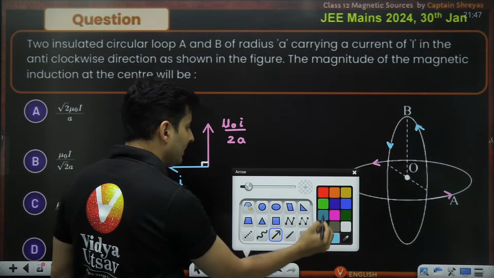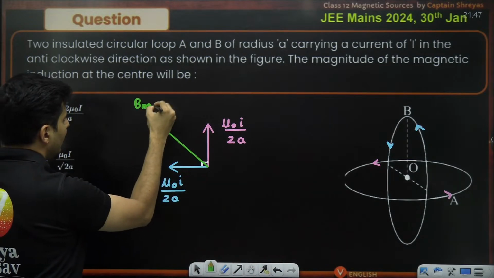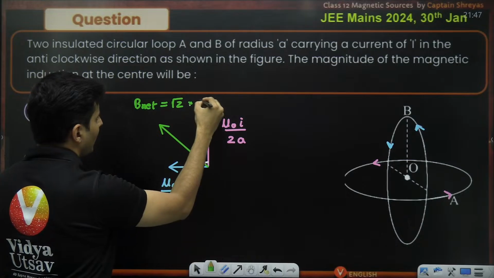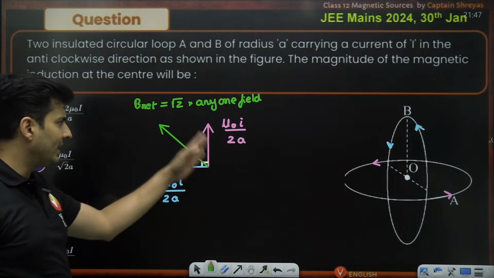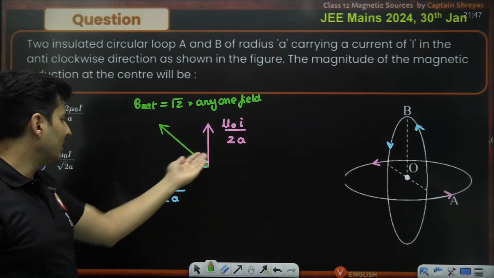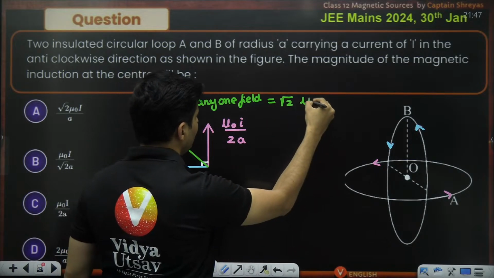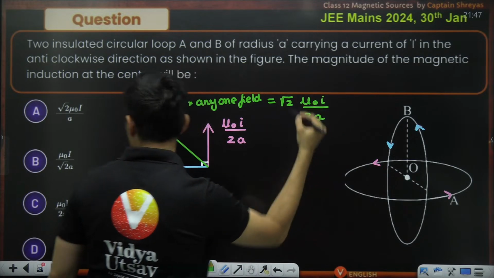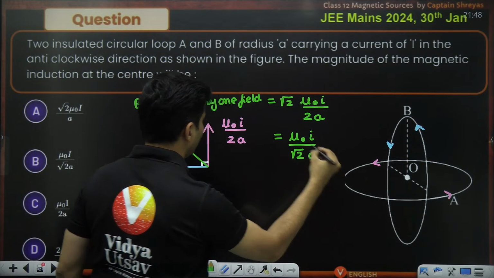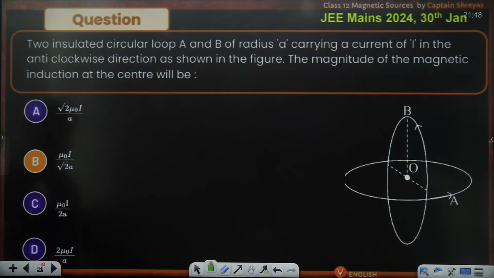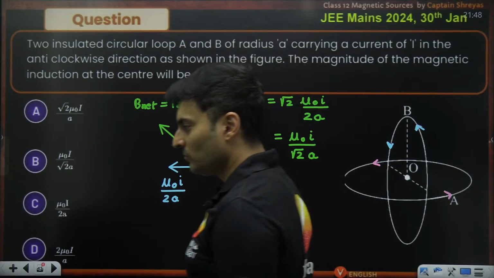So what will be the net magnetic field? Can you guys now guess it? Very easy to guess. The net magnetic field will be root 2 times any one field. Use Pythagoras, vector addition, this square plus this square under the root. Both are the same, so root 2 times the side will be the hypotenuse. So it will be root 2 times mu naught I divided by 2A. Root 2 cancels, so it will become mu naught I by root 2 times A, which is obviously B option.